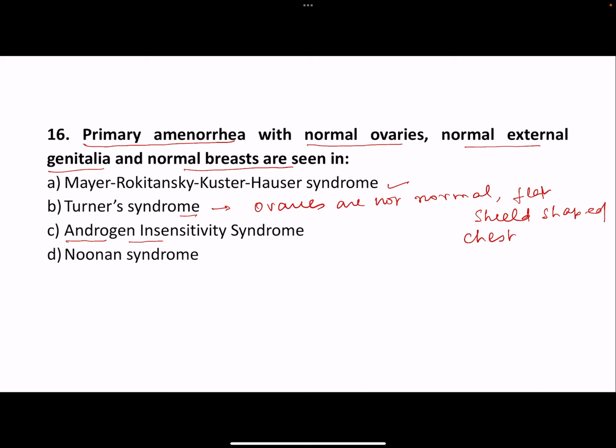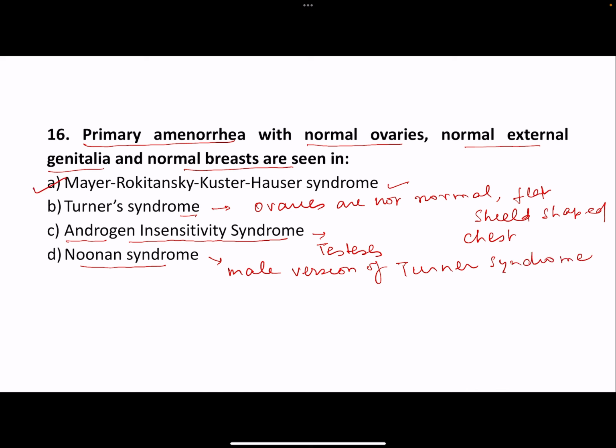In option C, androgen insensitivity syndrome, there are testes, not ovaries. So here testes are present. It also presents with primary amenorrhea. In this case also the breasts are normal, but the ovaries are not there. Instead of ovaries there are testes. Noonan syndrome is the male version of Turner syndrome. So this option is also wrong. So the correct answer is option A, that is Mayer-Rokitansky-Kuster-Hauser syndrome.